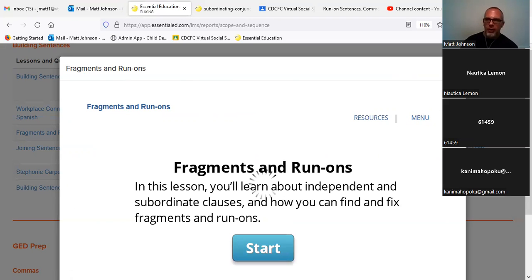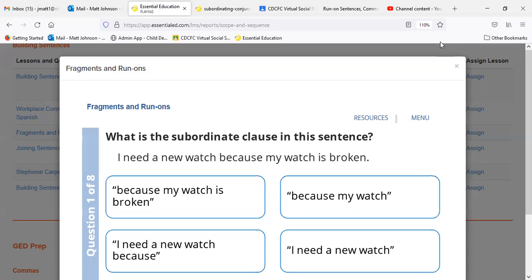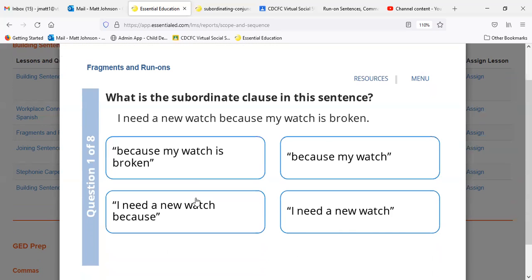Oh, hey there. This lesson is all about fragments. All right, so you know, subordinate clause in the sentence, right? That's the first thing it was asking us. I need a watch because my watch is broken. So looking for a subordinate clause, we're looking for that subordinate conjunction: because, right? We do not have a complete sentence after that. So our subordinate clause in that case is because my watch is broken, right? Just like we said, that's not a complete idea. Something else needs to be attached to that somehow, some way. In this case, I need a new watch.